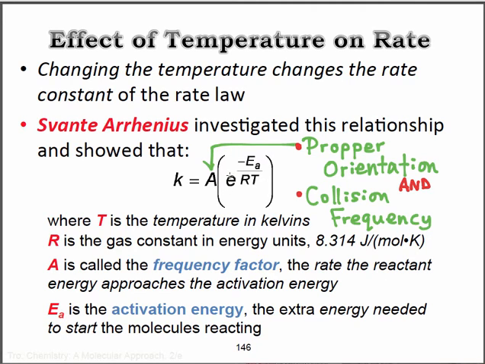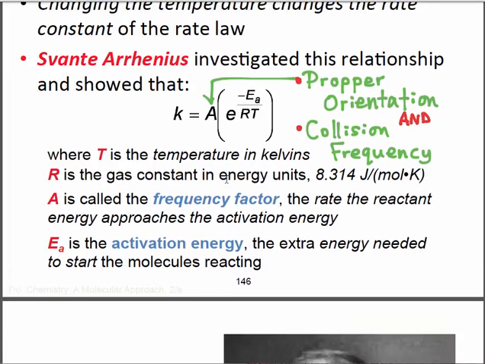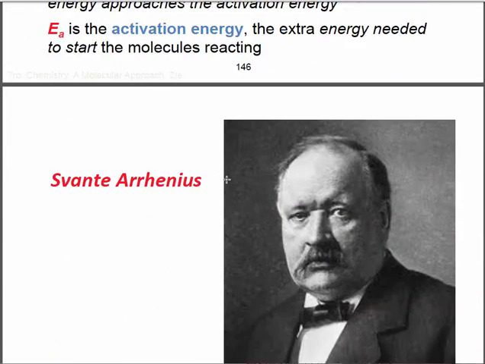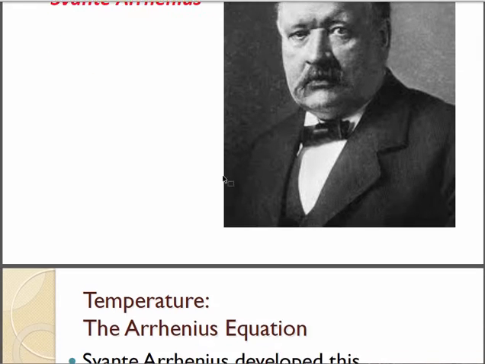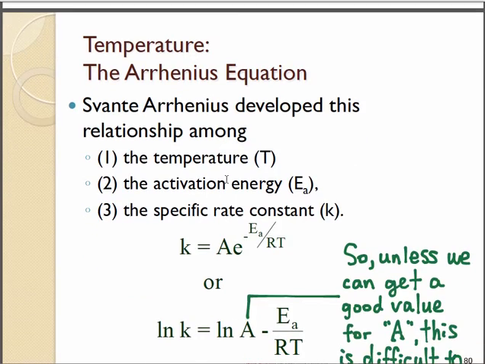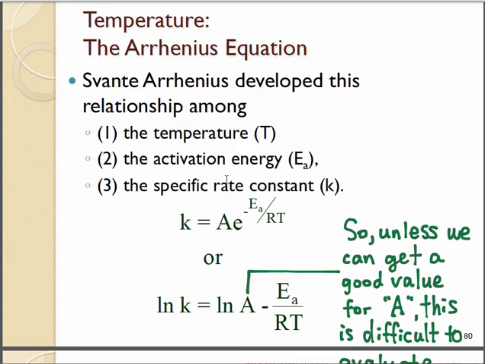This is an exponential, e to the negative activation energy divided by the gas constant in energy units and the Kelvin temperature. So that's too complicated. Let me simplify it a little bit. There's him, Svante Arrhenius, very famous guy. So we know that most reactions go faster when they get warmer. Let's manipulate this a little bit.